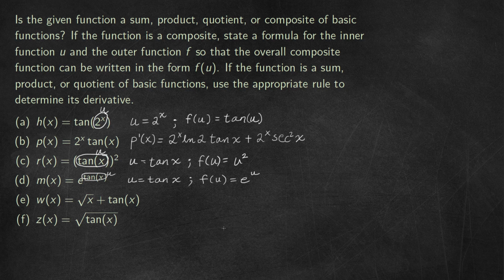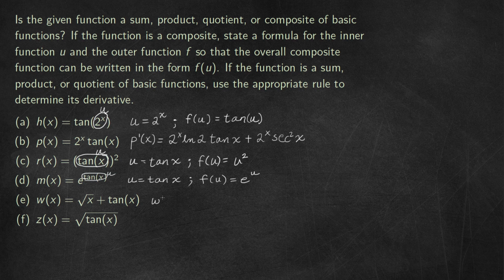Part E, w of x equals the square root of x plus the tangent of x. Now, we already have derivative rules for finding the derivative of square root of x and for finding the derivative of tan x. So this is just the sum of basic functions. We don't have to try and think of this as a composite of something. It's just the sum of two functions.